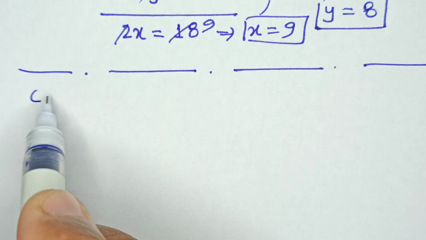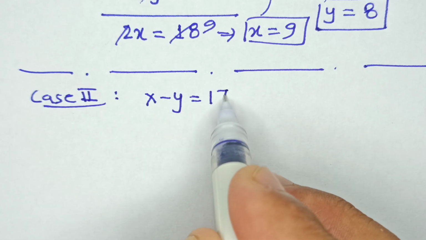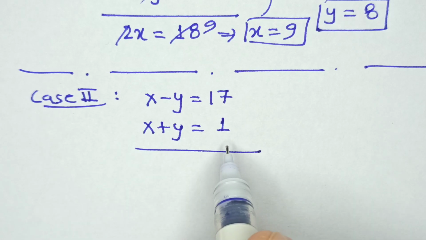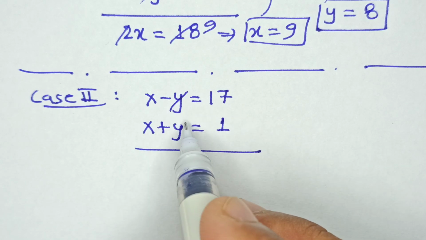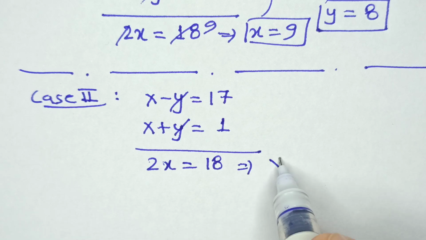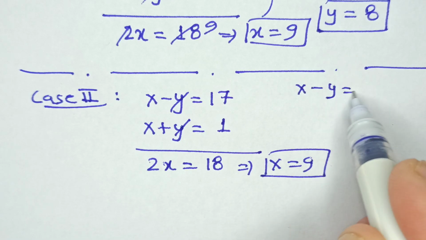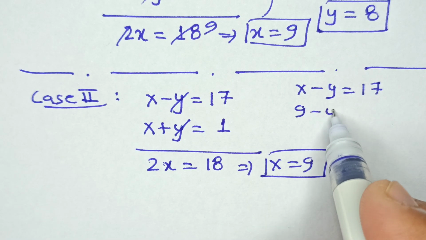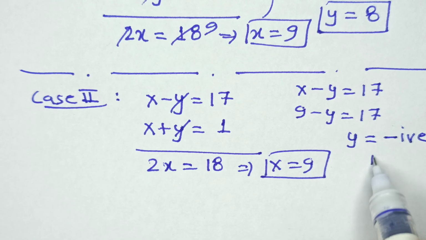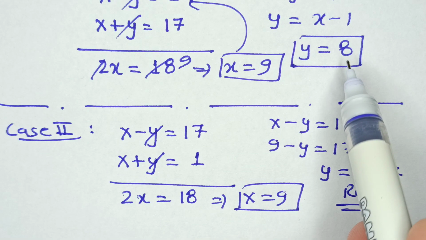Now simultaneously let us solve case number 2. In case number 2, we have x minus y is equal to 17 and x plus y is equal to 1. Now let us add both these equations. The value of y gets cancelled out, the value of 2x comes out to be 18, and again x comes out to be 9. Now we have the equation x minus y is 17, so 9 minus y is equal to 17. In this case we get a negative value of y, which is then rejected. So the final values of x and y that we will be taking are 9 and 8.